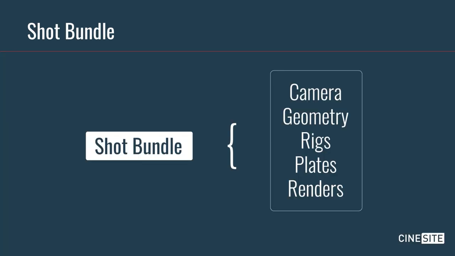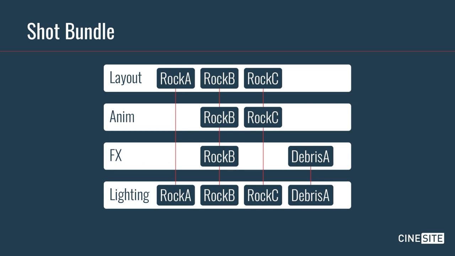Our shot workflow is built on a shot bundle system. Shot bundles are per shot packages, which contain all of the required assets for that shot. That's things like cameras, geometry, rigs, plates, and renders. Each department can contribute a layer to the bundle. It can be data that overrides existing slots from upstream, like animation animating a character that layout have already added, or it can be new slots like effects adding dust and debris elements.